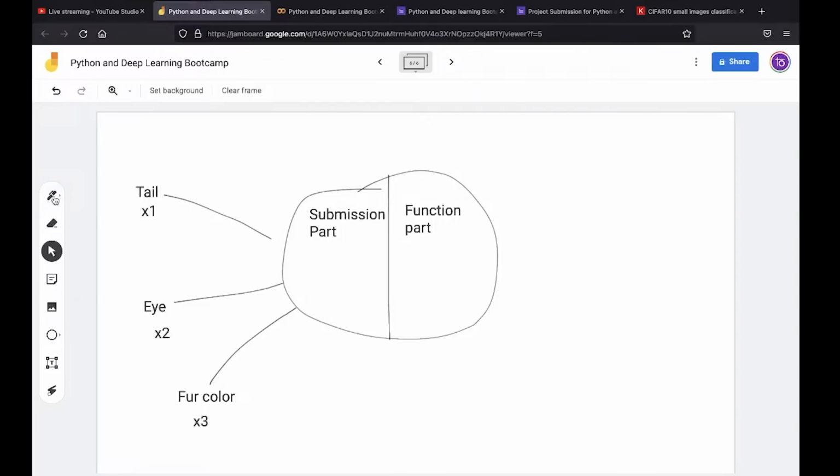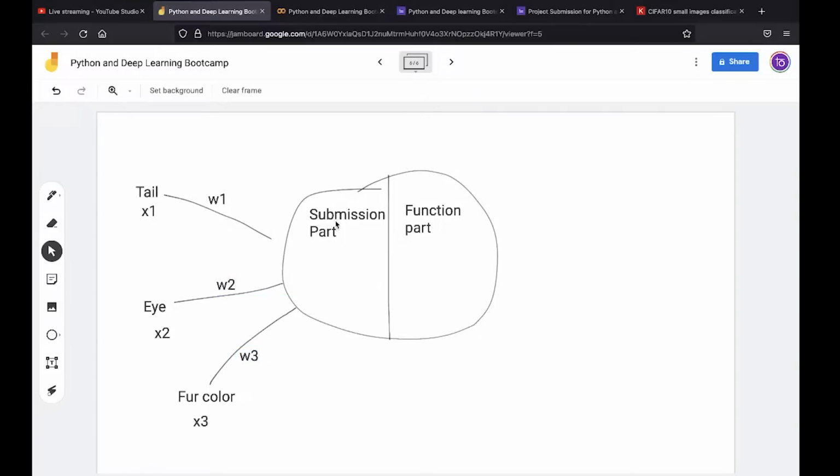Now, you need to give another parameter. That will be your weights. That is how much confident are you that this is the tail of the dog, or this is the eye of that dog, this is the fur color of that dog. Okay, so you need to give the weight with respect to each feature. So let's write, this is your weight 3 and this is your weight 2.